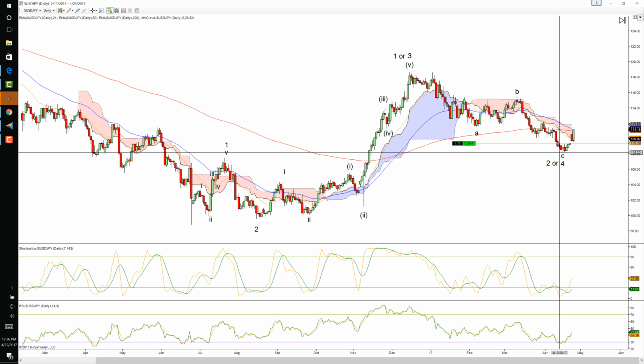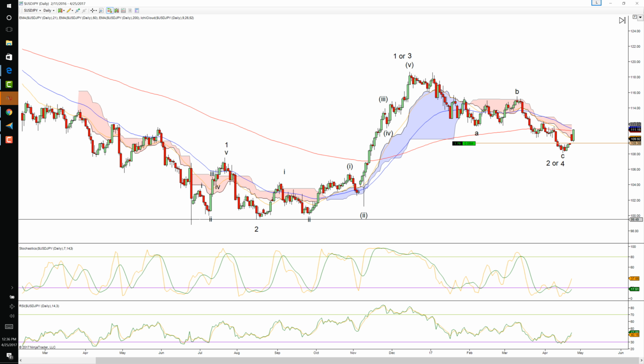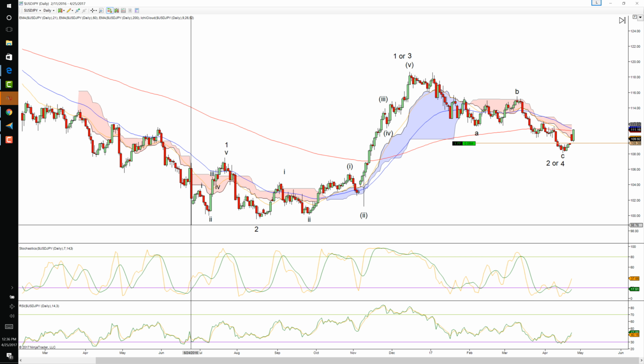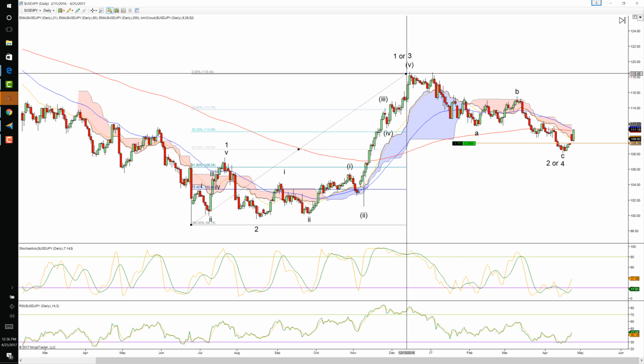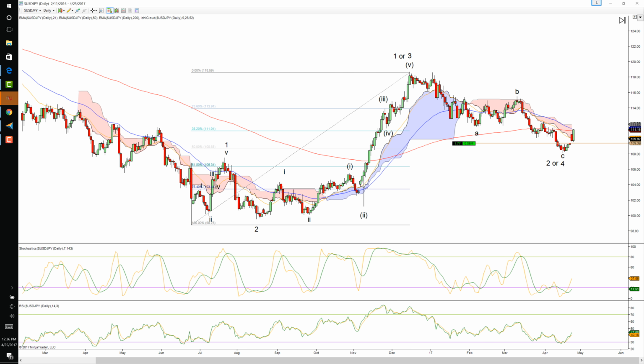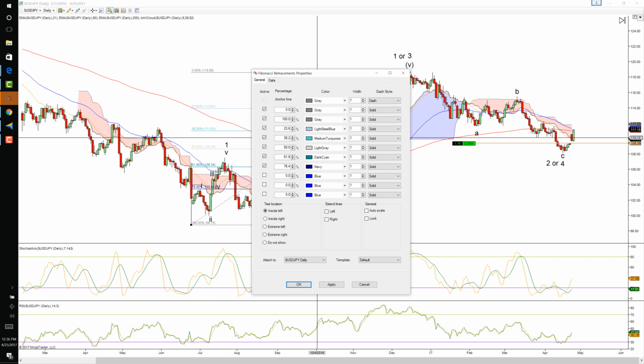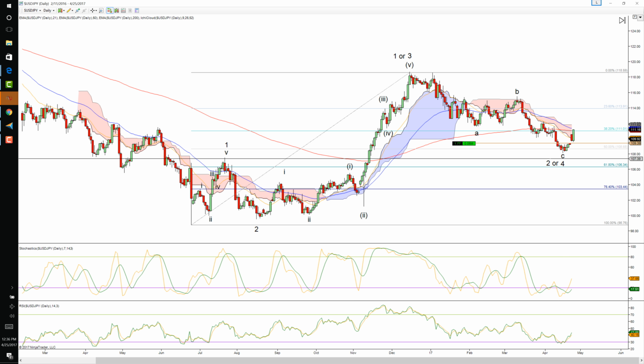And if this was wave 2, now it's right below 50%. It's not even below, it's right at the 50 percentile, which appears like it can possibly be a 4 versus a 2. And if you measure it, you can see that, oh, I'm sorry, it's below the 50%, but it's just above the 0.618.